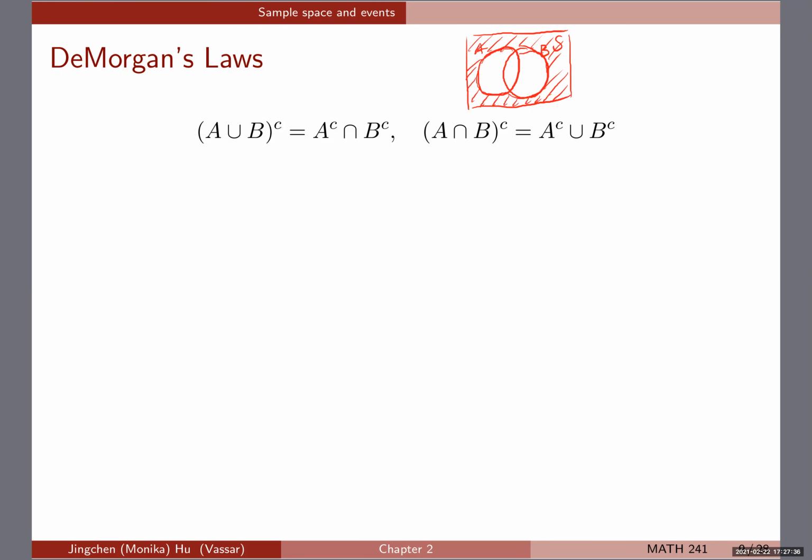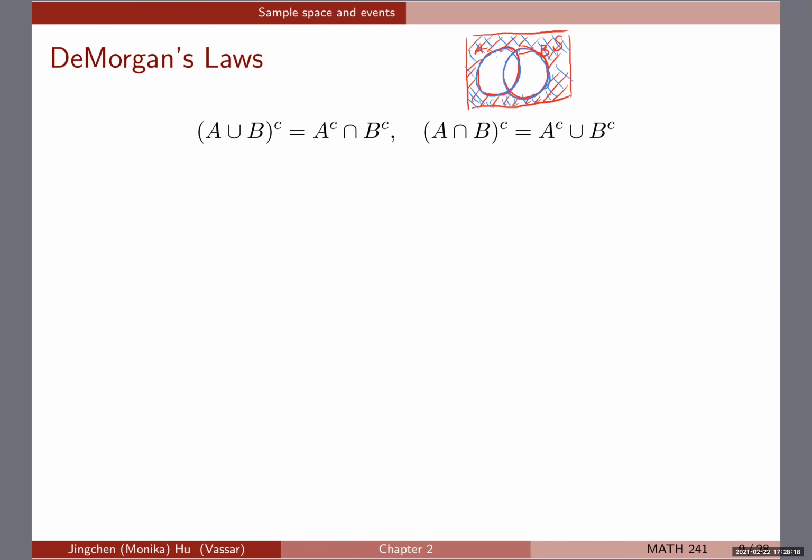A complement is going to be everything outside of A. Let me use this color. And then also everything outside of B. Once I do the outside and then take the intersection, you can see that it's exactly the same as what we have over here. Similarly, you can show why the second one is true: if I take the intersection and then take the complement, it will be the same as taking the complement first and then taking their union.